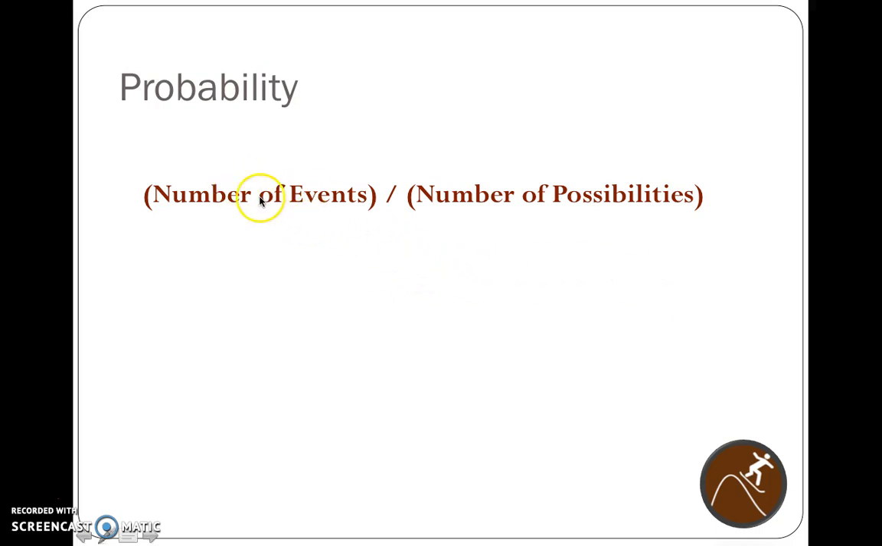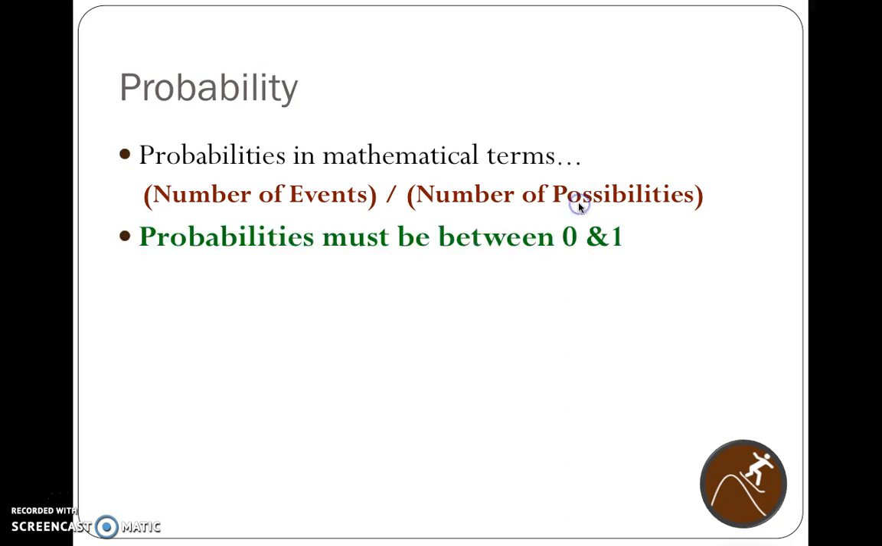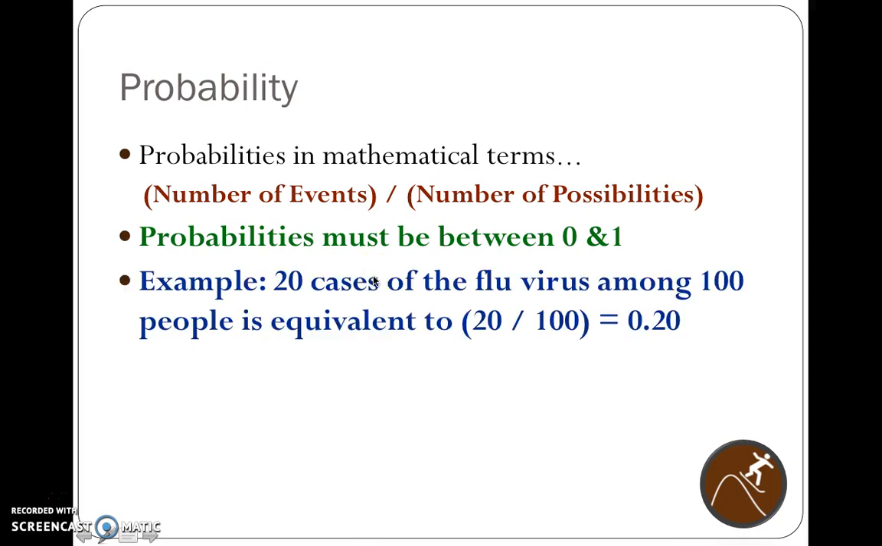So our numerator is the number of events, and the denominator is the number of possibilities or number of people. So probabilities can be expressed in mathematical terms. The number of events cannot exceed the number of possibilities. So the number of people who get cancer cannot exceed the total population. So probabilities always are going to be between 0 and 1. They're always going to be fractions that can be expressed between 0 and 1.